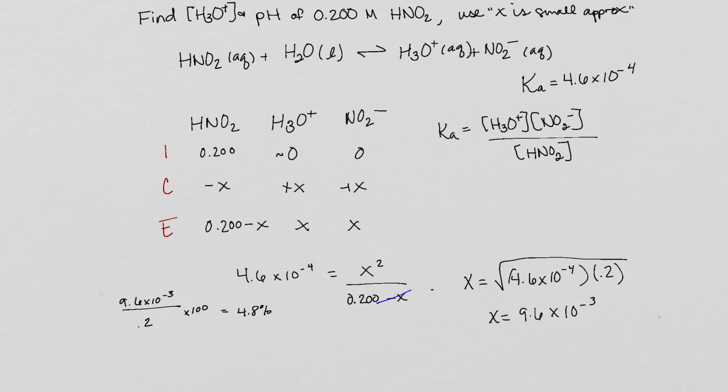So that means that our hydronium ion value is 9.6 times 10 to the minus 3rd, and our pH is equal to the negative log of that value, which means that our pH is 2.02.